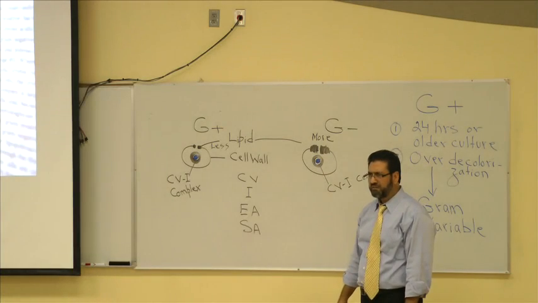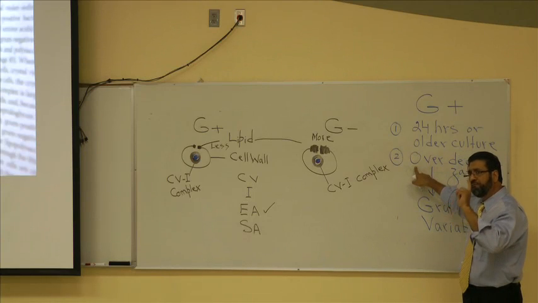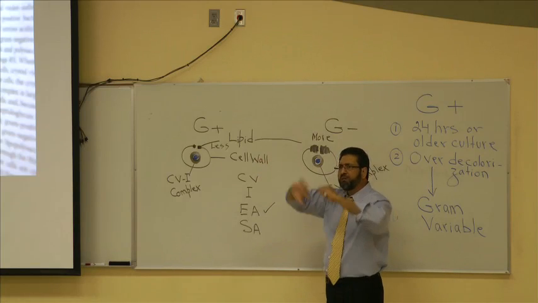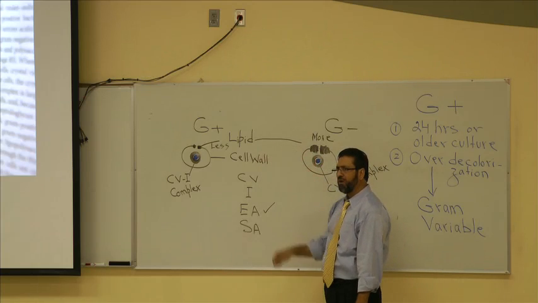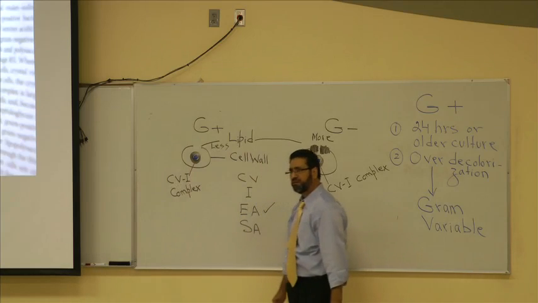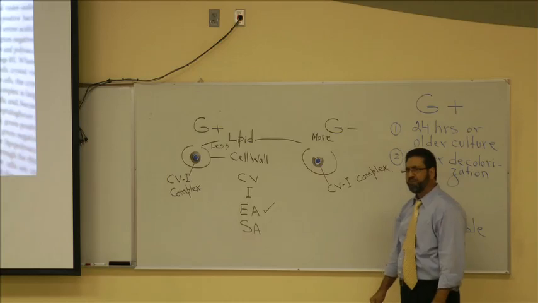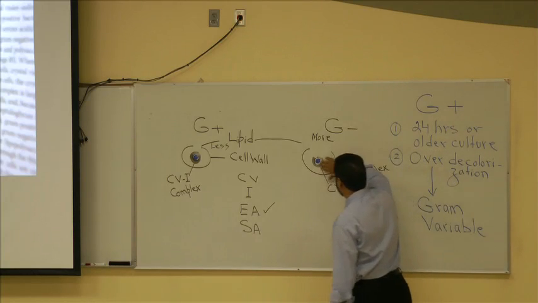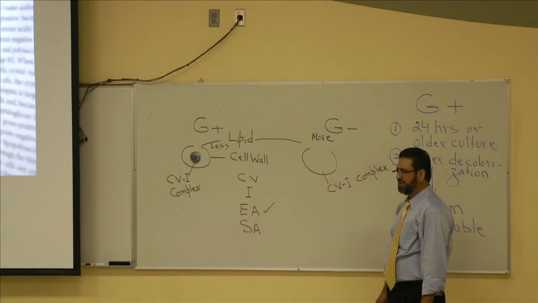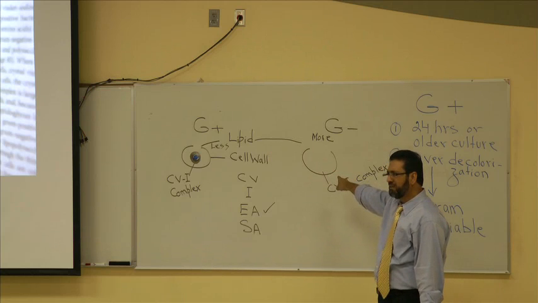No change in color, right? Now you add what? Ethyl alcohol, for 15 seconds. When you add alcohol, both bacteria will lose their lipid. Lipid will come out from the cell wall. But because of the loss of lipid, who has the bigger opening in the cell wall? Gram-negative. As soon as the lipid comes off, what do you think will happen to the CVI complex from gram-negative? It'll come out. Colorless. Gram-positive is able to hold its CVI complex. Gram-negative is colorless.